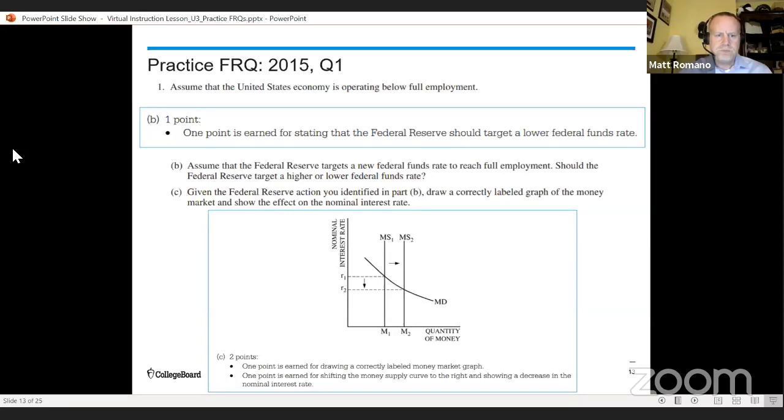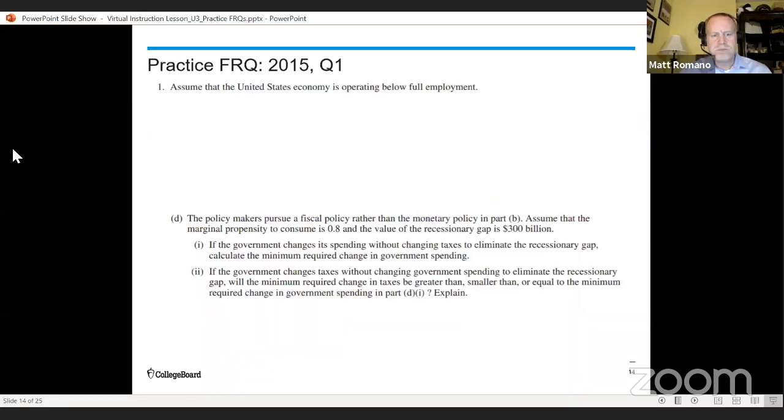All right. Moving on to Part D. Policymakers pursue a fiscal policy rather than a monetary policy in Part B. Assume the marginal propensity to consume is 0.8. The value of the recessionary gap is $300 billion.